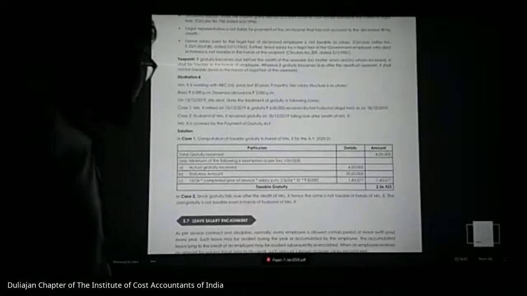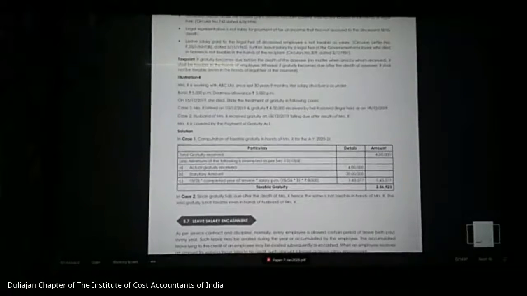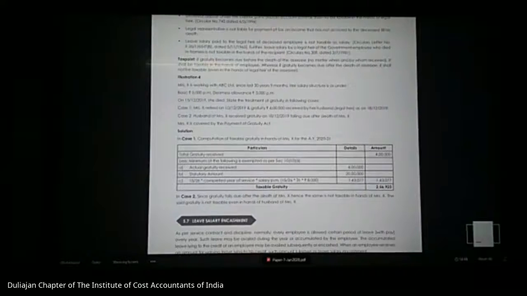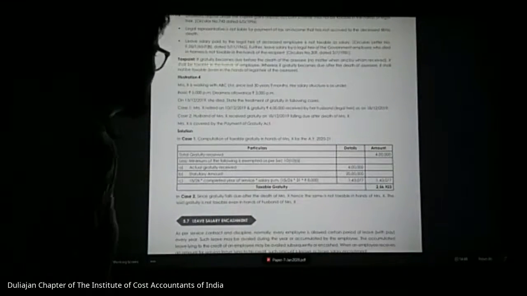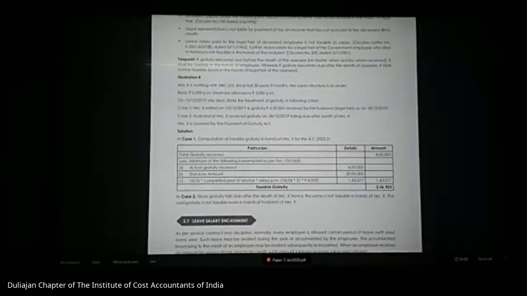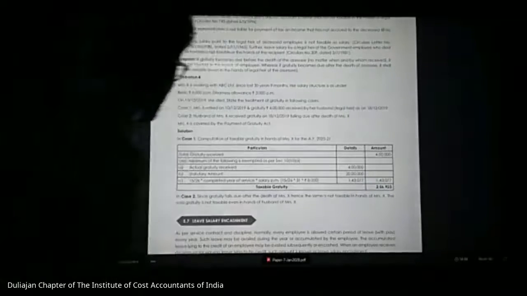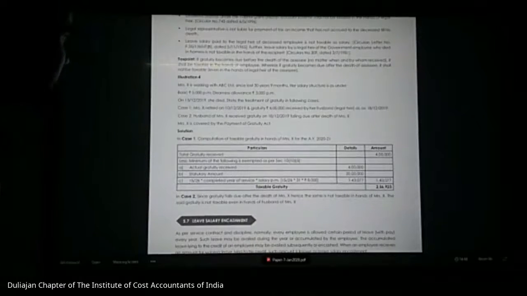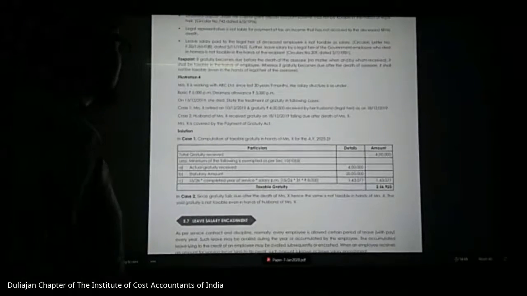Okay, illustration number 4. Mrs. X is working with ABC Limited since the last 30 years 9 months. Her salary structure is as follows: basic is 5,000 per month and DA is 3,000 per month. On 15th of December 2019 she died. State the treatment of gratuity in the following cases.